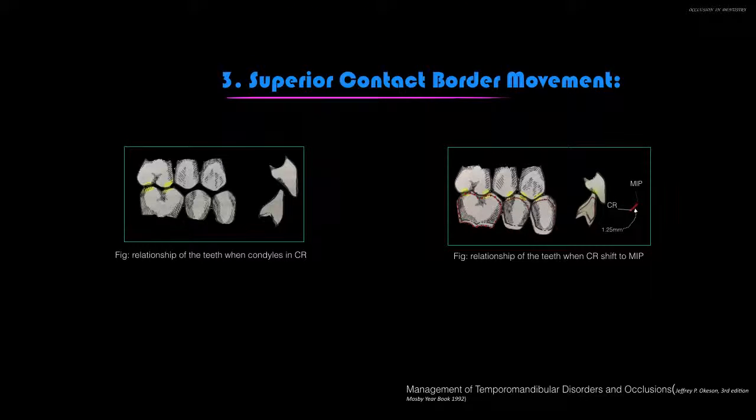This picture on the right shows the relationship of the teeth when the condyles are in CR, while the left shows the relationship of the teeth when CR shifts into maximum intercuspation.